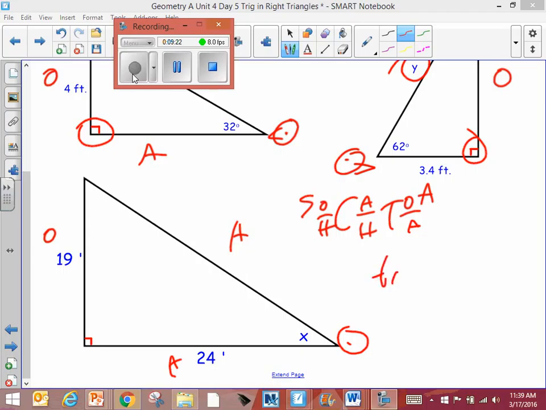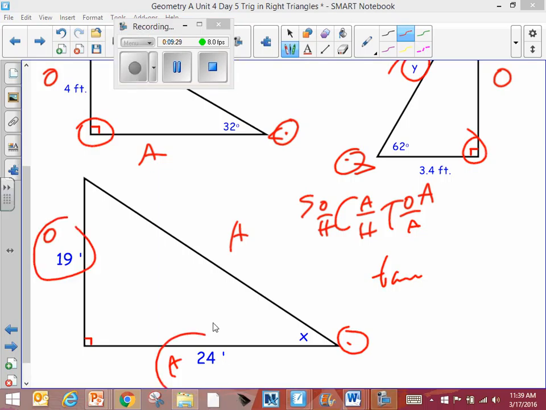So there it goes. Tan. How do you know it's tan? I need to know. They gave me an A and an O. A-O, A-O. All right, tan X. Oh, good. We get to go backwards. Tangent of X, what is it? Who's on top? O, 19. Bottom, this is a good one.